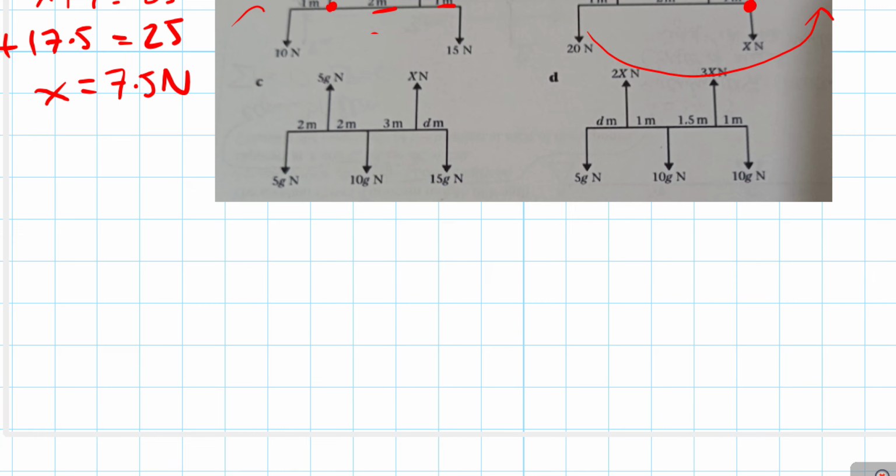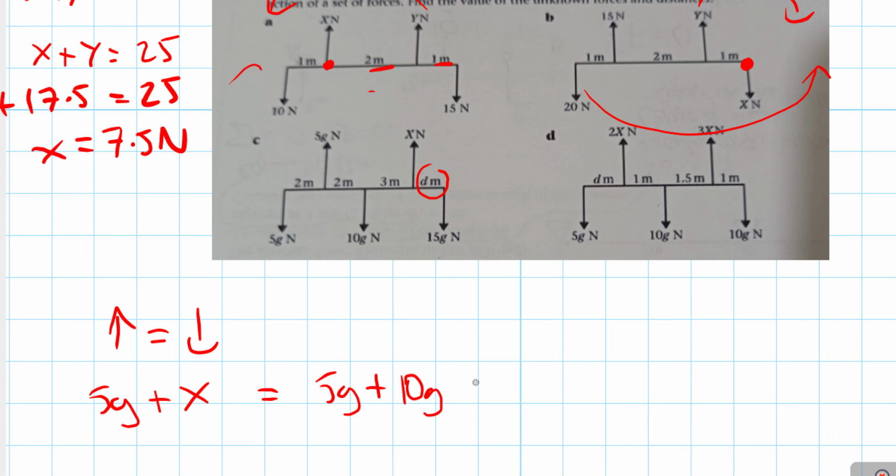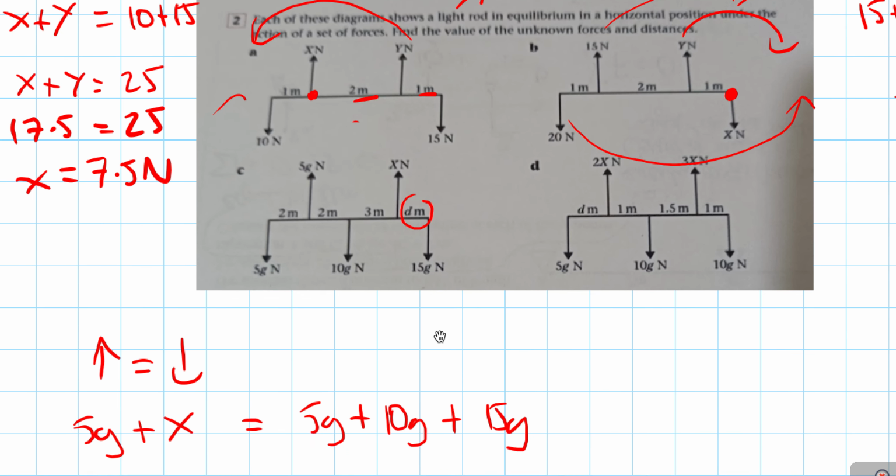In this case, we're going to be careful because we've now got an unknown distance, which is d. So from here, again, always start from the following: up equals down. The upwards forces are 5g plus x, and this is equal to 5g plus 10g plus 15g. I am assuming that g is gravity in this question. I don't have the context of it, but I assume that's what it means.